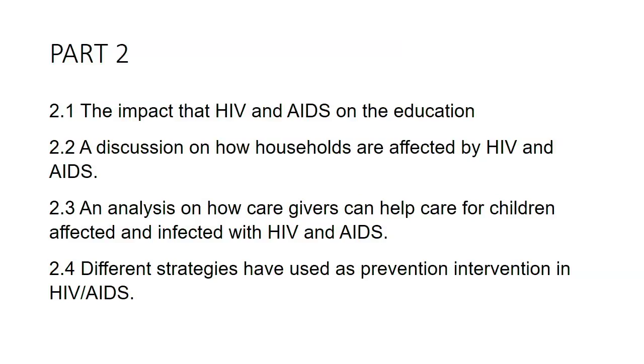And then we move on now to the household effects. It says here, a discussion on how households are affected by HIV and AIDS. For example, when we talk about a household, in this case we can be referring to the breadwinner of the house being the one that is infected with HIV and AIDS, and due to that the person succumbs to the disease. What happens to the children in that home?